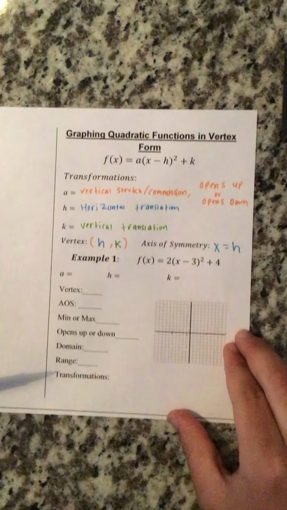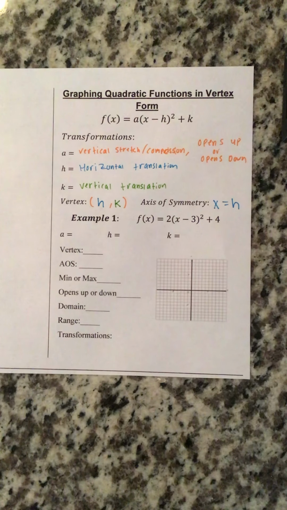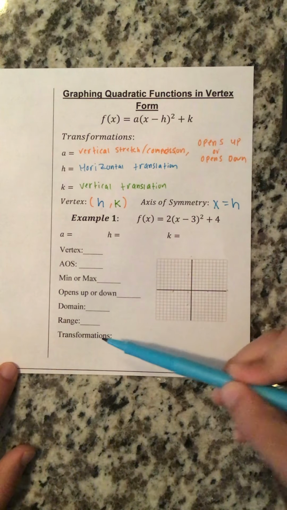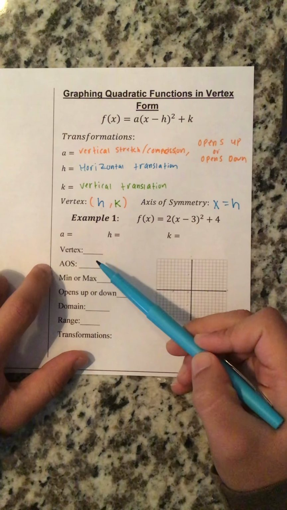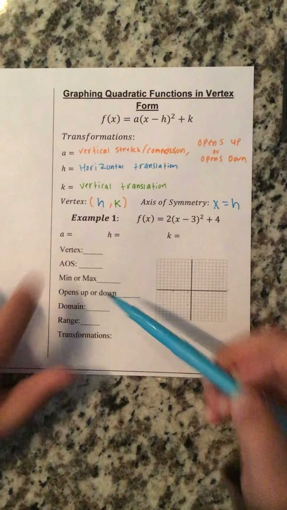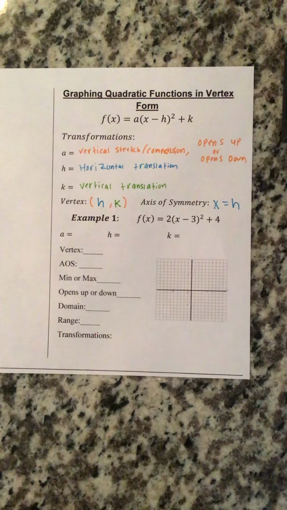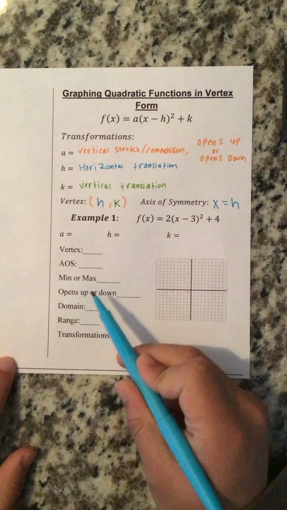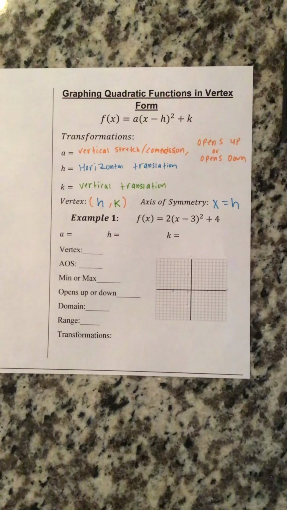So let's look at a few examples. What's different from what we did in the past couple of days is now we're looking for more things. We found the vertex, the axis of symmetry, and said if it opened up or down. We've already done that. So we're adding some new stuff to it: the domain and range, transformations, and the min or max. We're adding a few more things, but it's the same stuff.